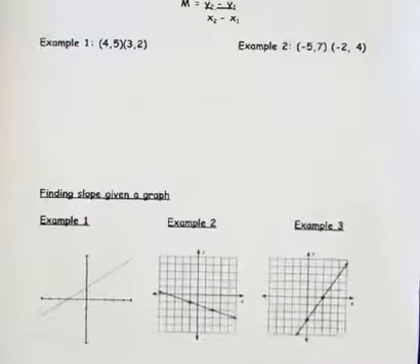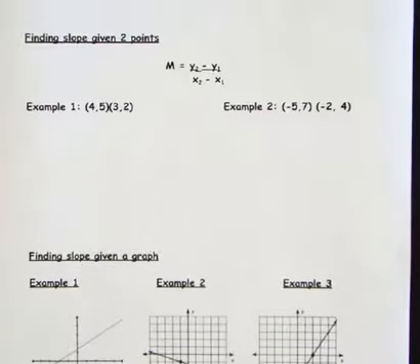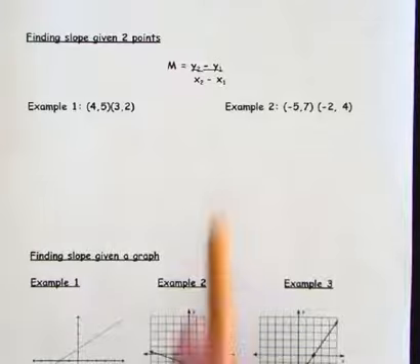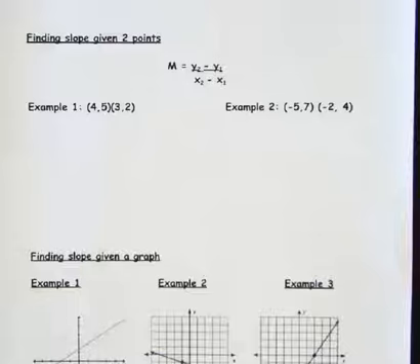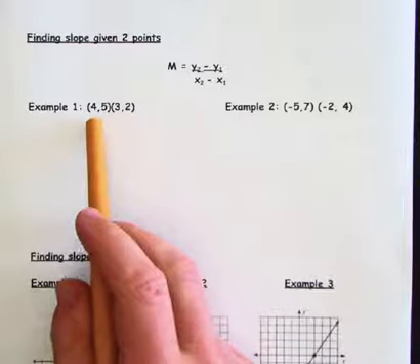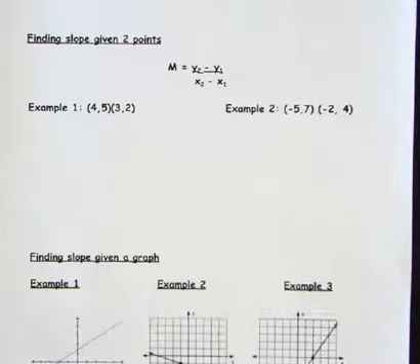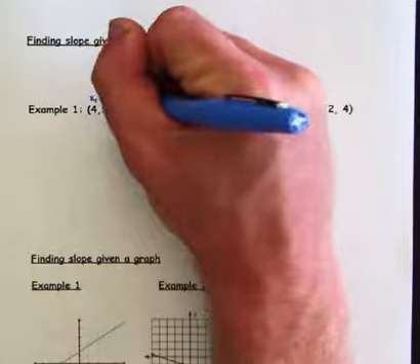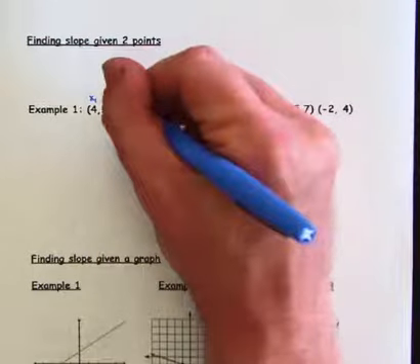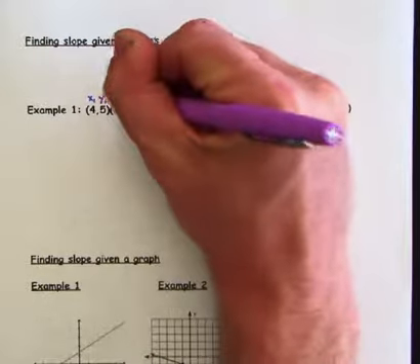Second, let's look at finding slope when we're given 2 points. So here we have our equation again. M, the slope, equals y2 minus y1 over x2 minus x1. All right. So example 1 is we have 2 points, 4, 5, and 3, 2. Now I'm going to use the same colors. I'm going to say that this is x1, this is x2. So these are points 1, points 2. And then this is y1, and this is y2.